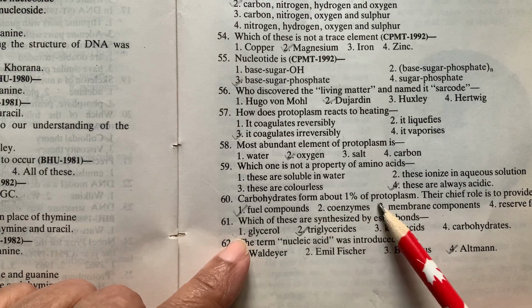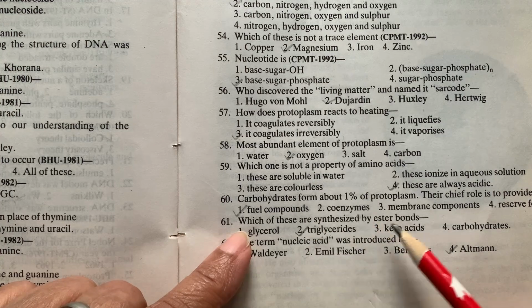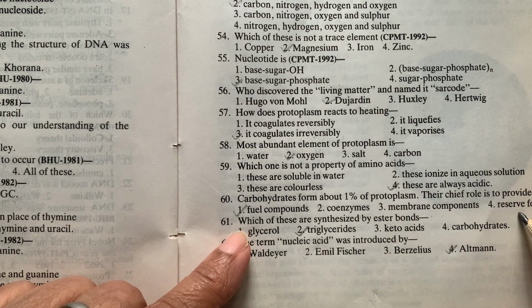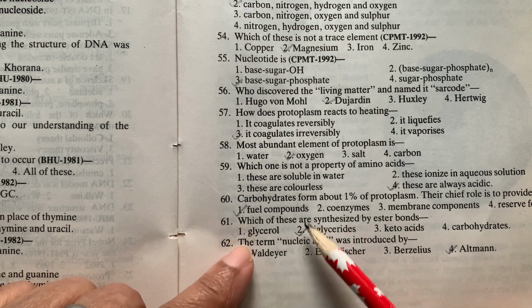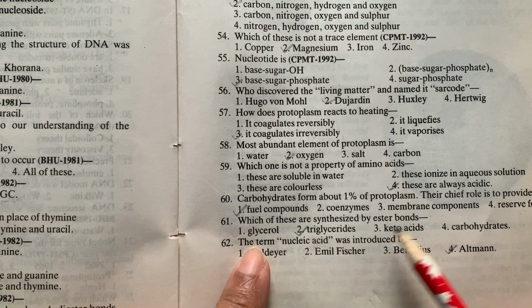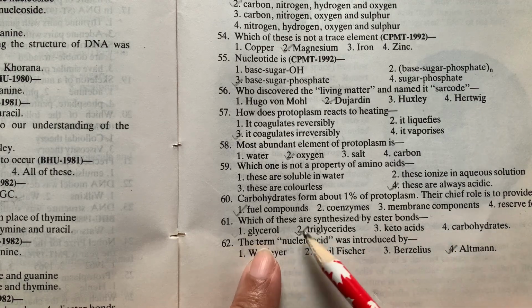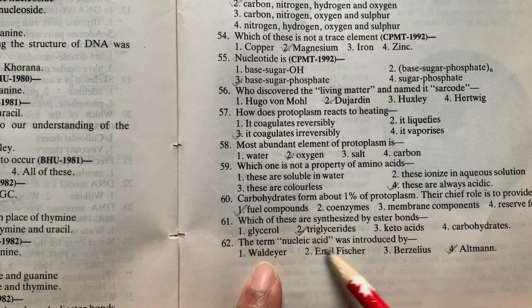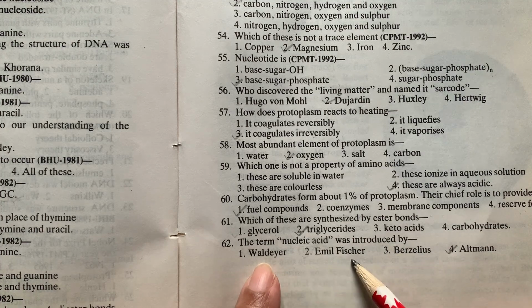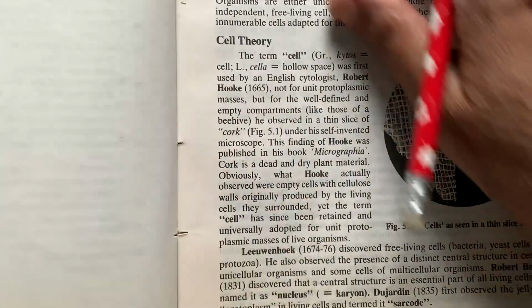Carbohydrates form about 1% of protoplasm. Their chief role is to provide fuel compounds, coenzymes, membrane components, or reserve food? It is fuel compounds. Which of these are synthesized by ester bonds? Glycerol, triglycerides, keto acids, or carbohydrate? It is the triglyceride. The term nucleic acid was introduced by Waldeyer, Emil Fischer, Virgilius, or Altman? It is Altman.